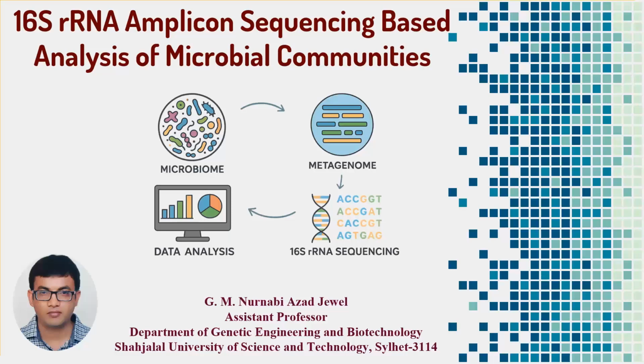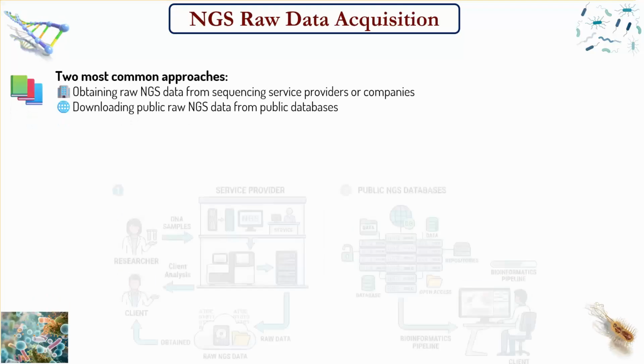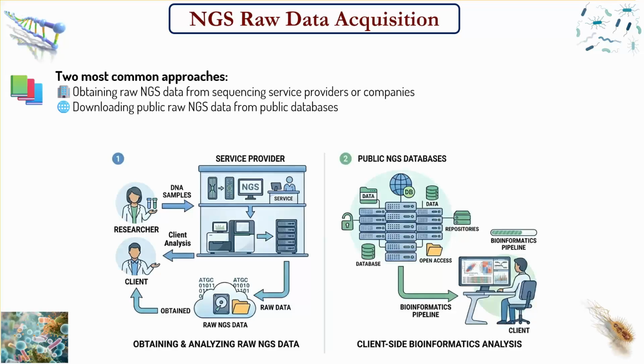Hello and welcome. Now in this lecture we are going to discuss NGS raw data acquisition and the hierarchical organization of sequencing data in the NCBI SRA database. There are many ways to obtain NGS data. However, the two most common approaches are obtaining raw NGS data from sequencing service providers or companies and downloading public raw NGS data from public databases.